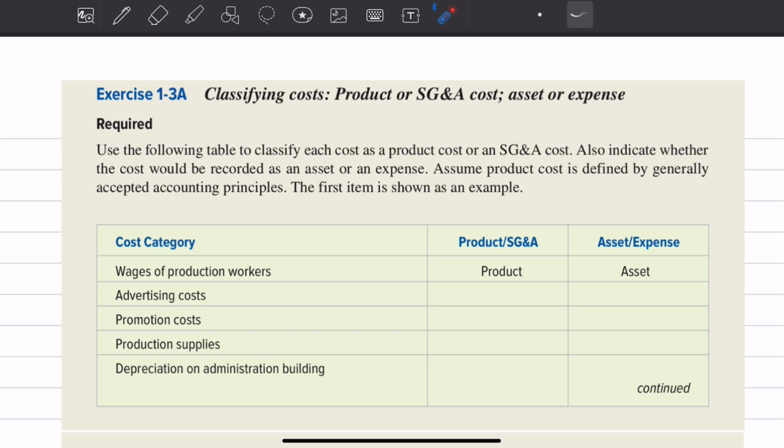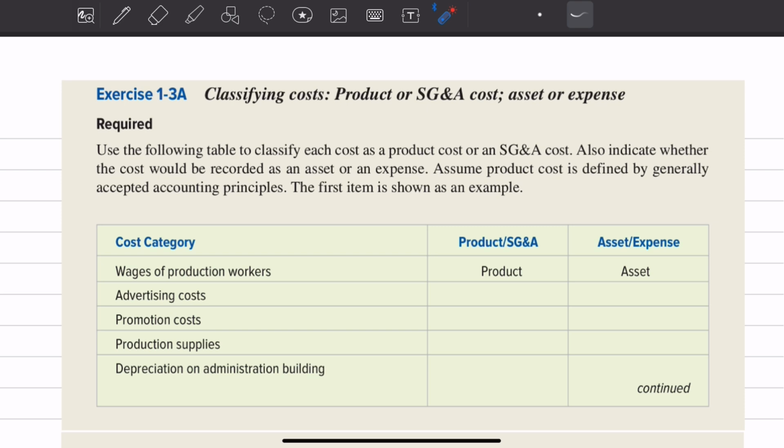Welcome to this playlist where we're going to showcase some of the exercises that we have selected for Chapter 1 for our Managerial Accounting course, ACCT 428. This is Muhammad Al-Jabir, and in this video we're going to be looking at exercise 1-38. So let's read the question together.